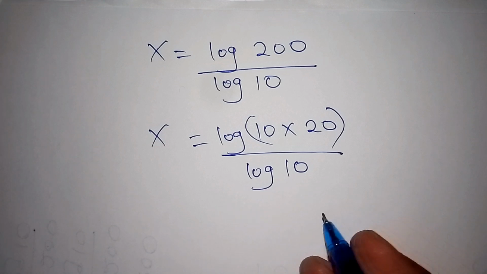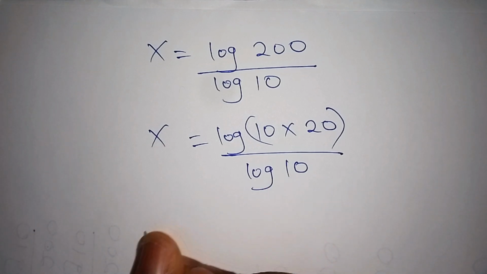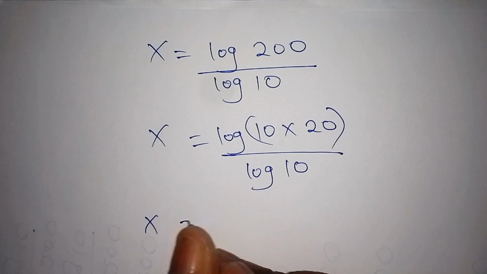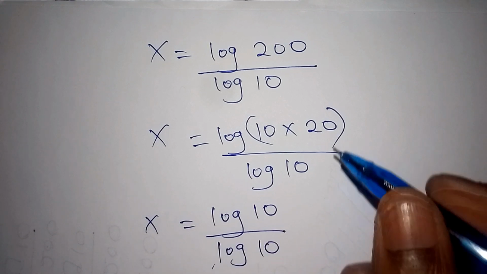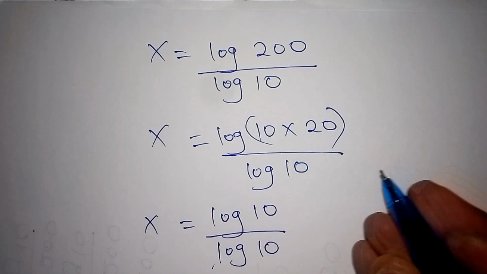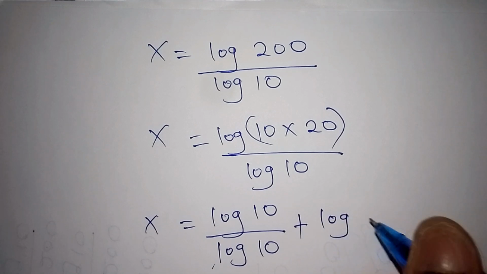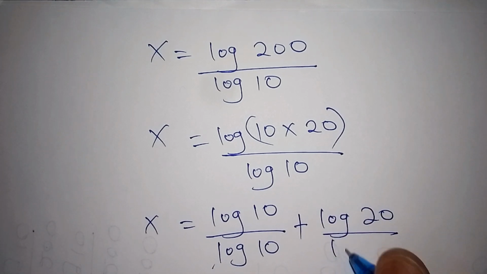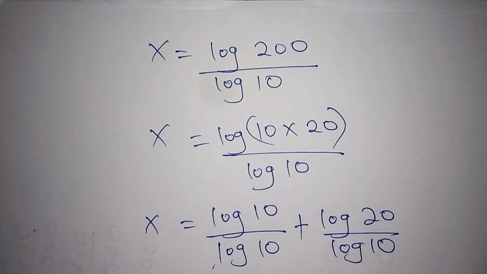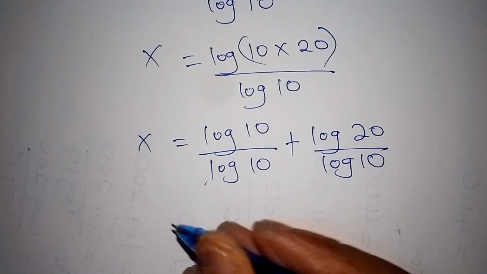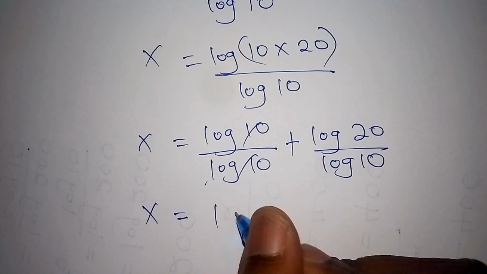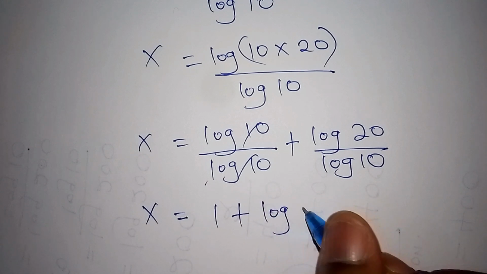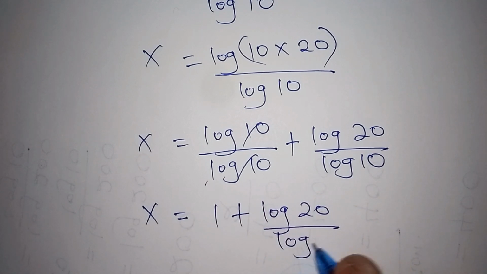According to the logarithms, we shall be forced to split the log. Here we shall have the log of 10 all over the log of 10. Then in this case our sign for the multiplication shall change to addition, so plus the log of 20 all over again the log of 10, because the log of 10 shall divide both. So now our x is equal to, the log of 10 and the log of 10 shall cancel. So now we shall have 1 plus the log of 20 all over the log of 10.